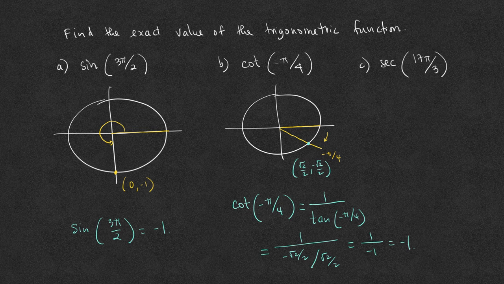For secant of 17 pi over 3. 17 pi over 3 is more than 6 pi over 3 or 2 pi, so we would need to go more than one rotation. This is a positive angle. We would count angles using the denominator 3. And so 2 pi would be 6 pi over 3. And pi would be 3 pi over 3.